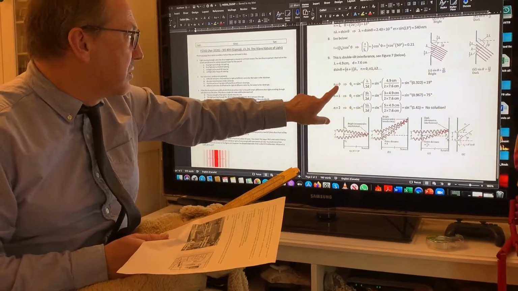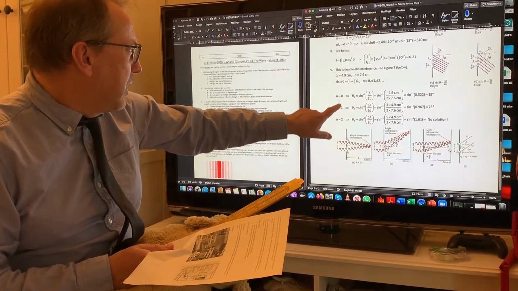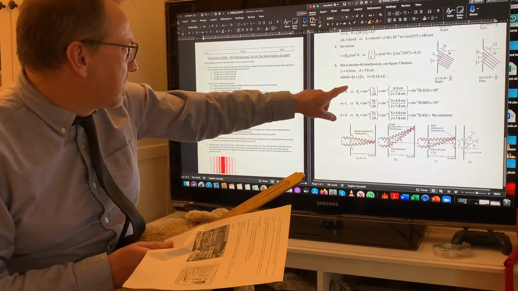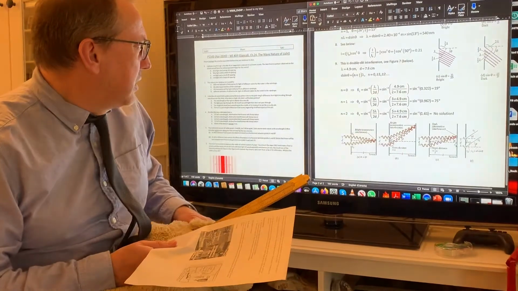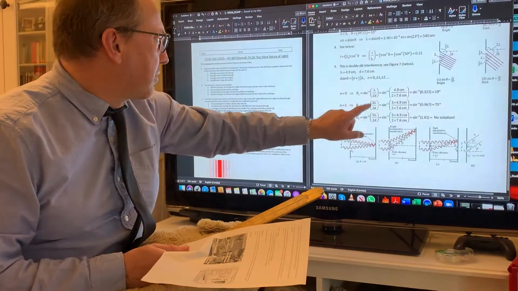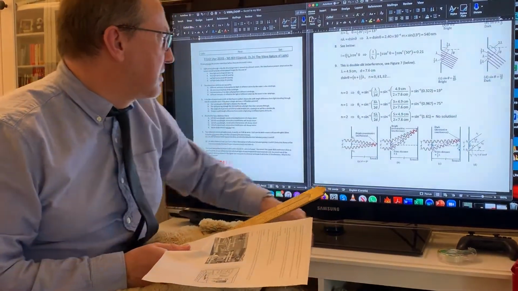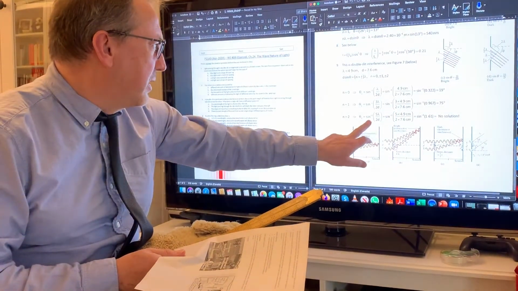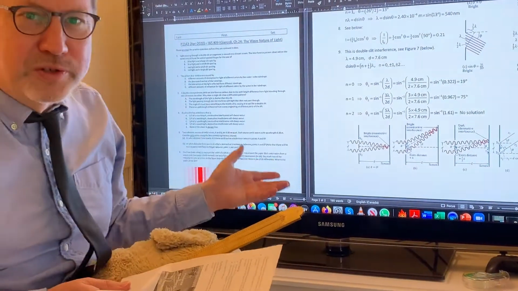For n equals 0, when I put 0 in here, I should have solved this more generally, I guess. But when I put 0 in, I get lambda over 2d, and 19 degrees. For n equals 1, I get 3 lambda over 2d, and I get 75 degrees. Now, interestingly, when I put n equals 2 in, and I solve this, I get the inverse sine of 1.61, which there's no solution to.